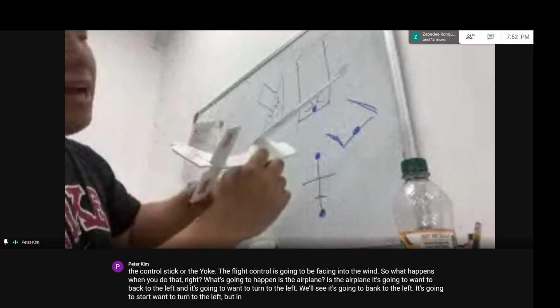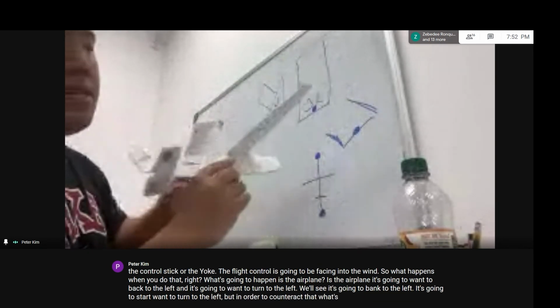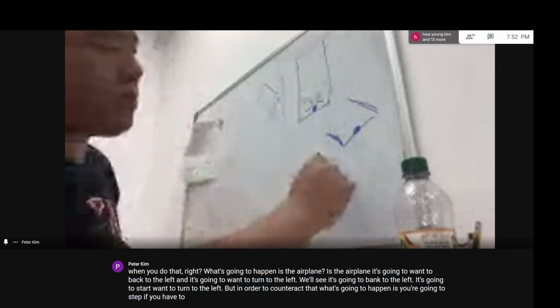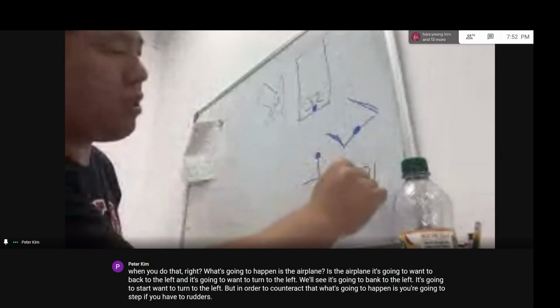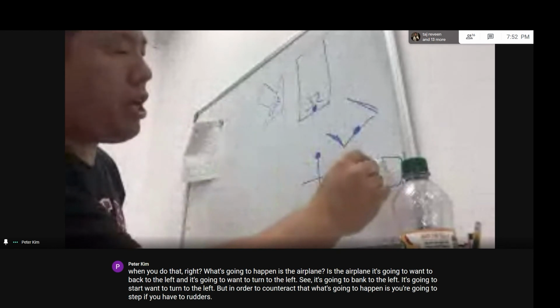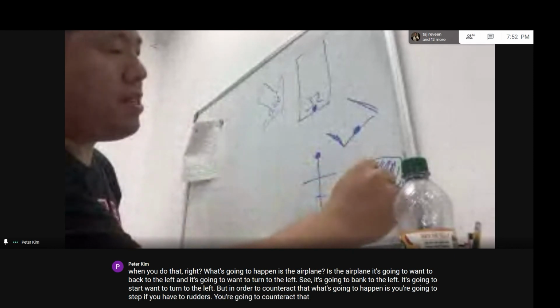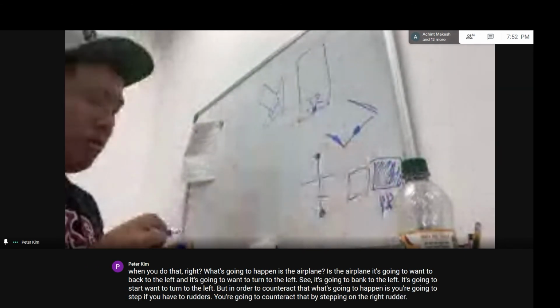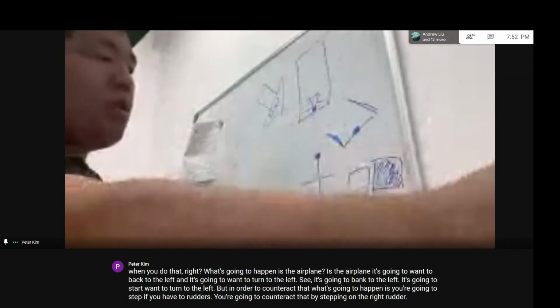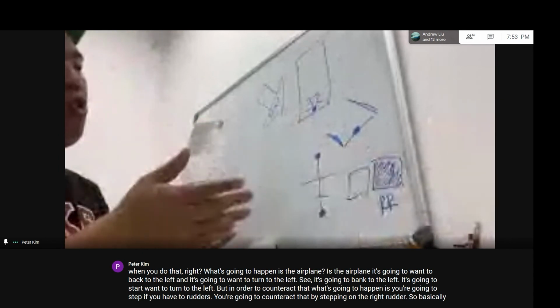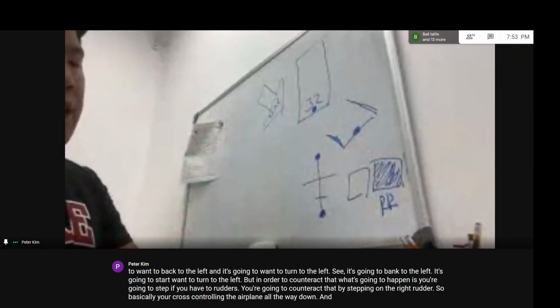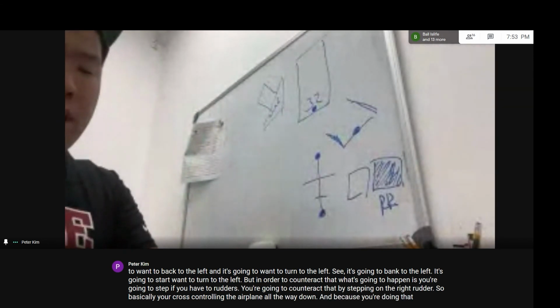But in order to counteract that, you're going to step on the rudder, you're going to counteract that by stepping on the right rudder. So basically, you're cross-controlling the airplane all the way down. And because you're doing that, I'll show you real quick.